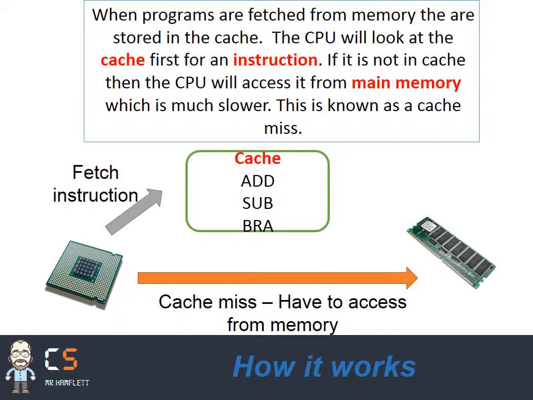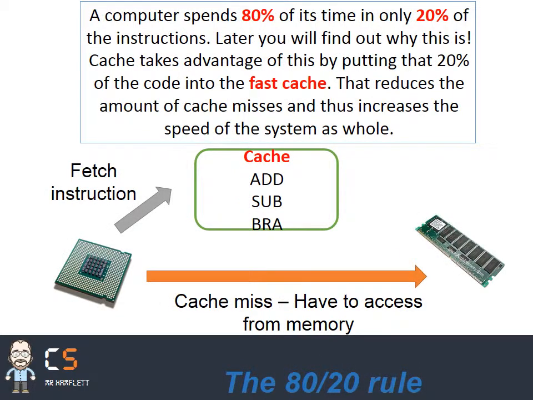The way cache works is quite simple. When programs are fetched from memory, they're stored in cache. So when I do the initial fetch from RAM, I'll store that in the cache as well. Therefore, if I need it again, I can go straight to cache. If I go to cache and the data or instruction I want to use is not inside there, we call that a cache miss. And obviously a cache miss means I have to go back to RAM and it's going to take a bit longer.